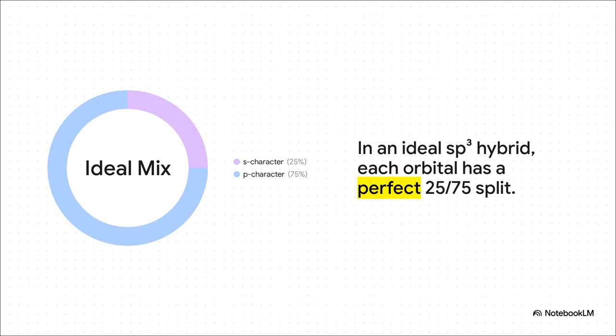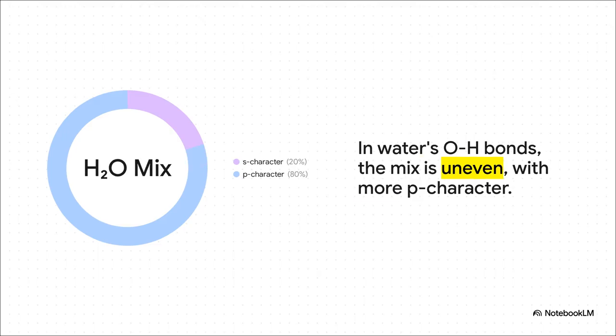It's a perfectly even split. And that perfect balance is what leads to the perfect 109.5 degree angle. But, of course, reality has other plans. And here it is. This is the smoking gun. If you look at the actual orbitals in water that are bonding with hydrogen, the mix isn't 25-75. It's more like 20% s character and 80% p character. The recipe is different. The s character, that nice stable stuff, has gone down, and the p character has gone up.